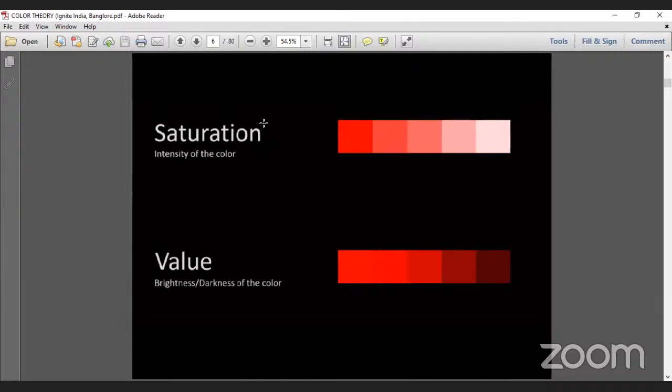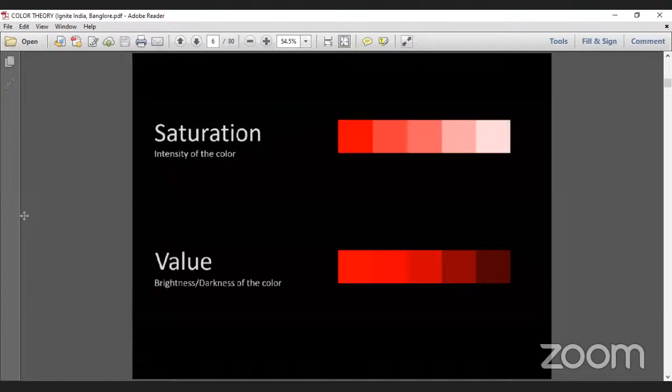And that's all about it. Other than that, we have something known as value as well. So what is value? Value is the brightness or darkness of the color. Okay. So now over here, just to understand it very simply, try to relate it with adding black and white. That is the best way to understand this.